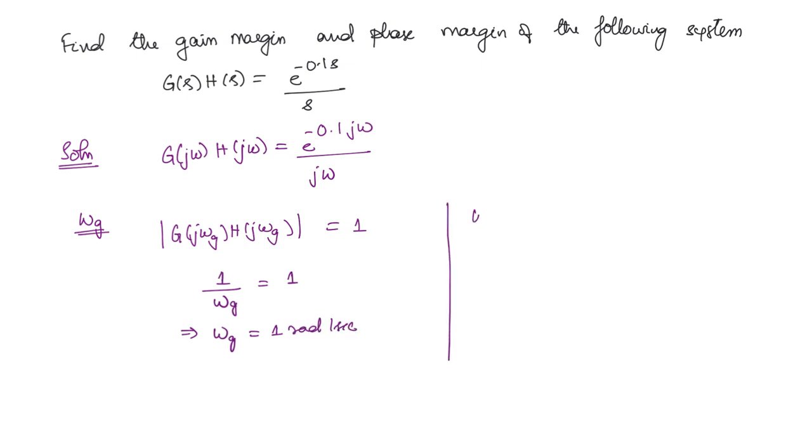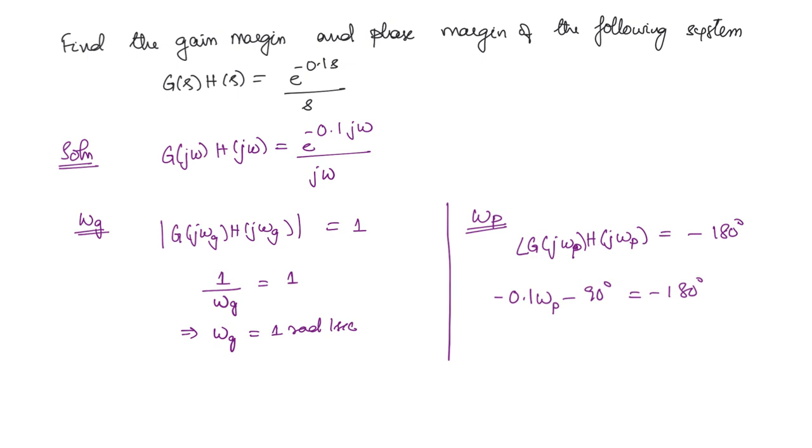Then what about the phase crossover frequency? At phase crossover frequency, the phase of G(j omega p)H(j omega p) is equal to minus 180 degrees. Usually the angle is going to be negative, as you can see in the previous problem as well. Here also, what will be the phase of this? The numerator gives minus 0.1 omega, minus 90 degrees, since j omega phase will be 90 degrees. This is going to be equal to minus 180 degrees. So this is the phase crossover frequency.